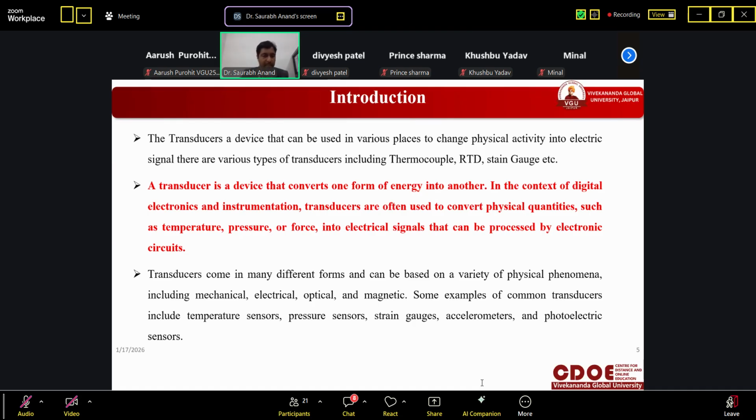We can use temperature sensors, pressure sensors, strain gauges, accelerometers, photoelectric sensors. All sensors are sensing. Suppose a temperature sensor is there. That sensor is sensing the temperature at that place, and whatever form you want, you can convert, right? So we are using various transducers for certain applications or uses.